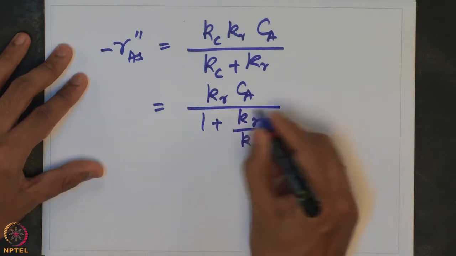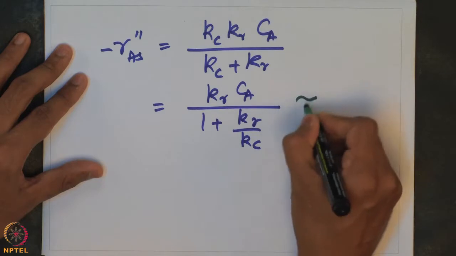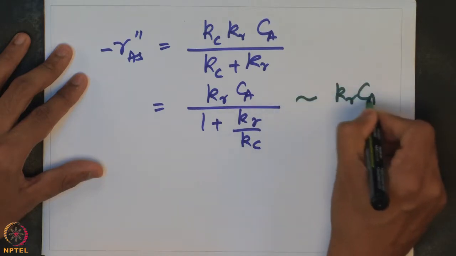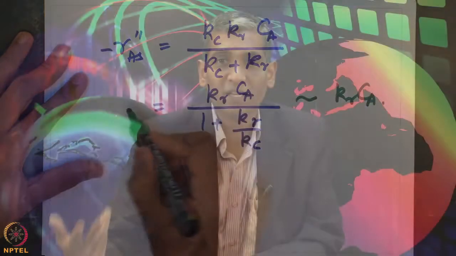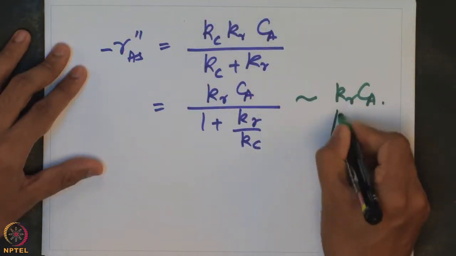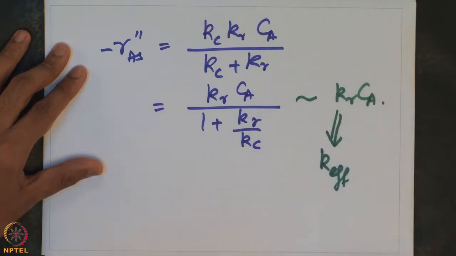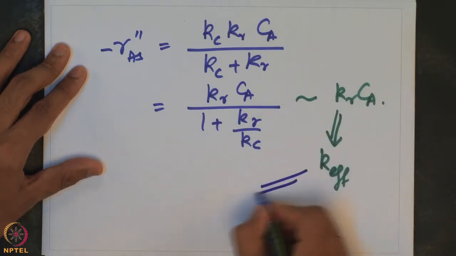Now, we said that Kr by Kc is much smaller than 1. So, therefore, this is essentially equal to Kr into Ca. Which means that the surface reaction is slower and the diffusion rate is relatively faster, then the overall rate is essentially captured by the rate at which the surface reaction is happening, and the corresponding rate constant is essentially the intrinsic rate constant. So, the K effective is essentially equal to Kr, and this can be deduced from the resistances as well.